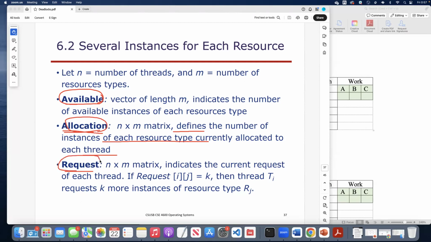And the third data structure is a request matrix. Request matrix is an N by M matrix. This request matrix indicates the current request of each thread. If request ij equals k, it means the thread Ti requests k instances of Rj. In the banker's algorithm, we don't have a request matrix. We have the need matrix. The need is very similar to the request matrix.